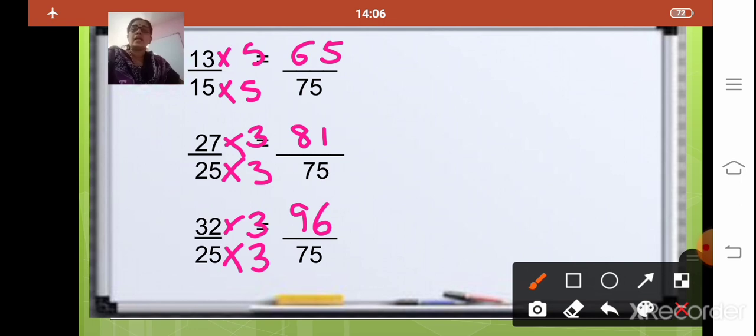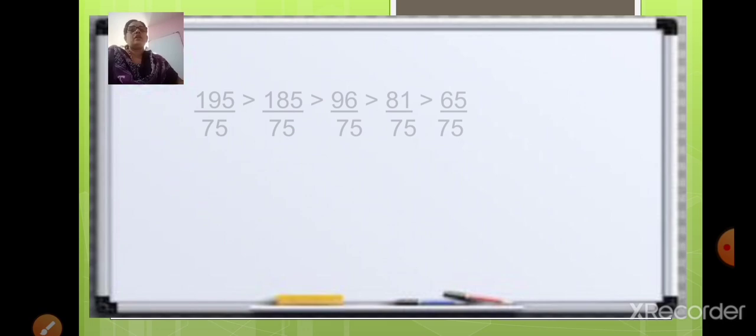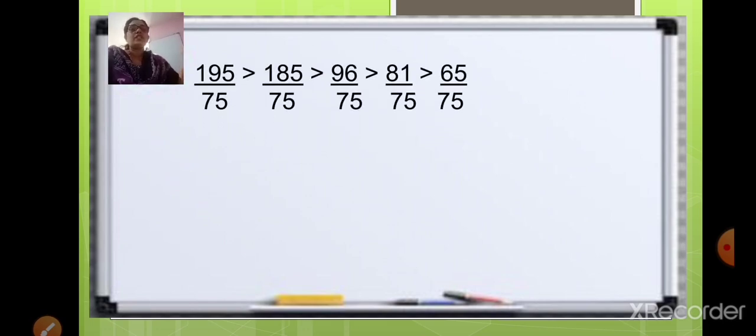So all the fractions are like fractions now. Now what you are going to do is compare the numerators. Yes, now here for the first fraction, 195 upon 75 is greater than 185 upon 75. 185 is greater than 96 upon 75. 96 is greater than 81 upon 75. And 81 is greater than 65 upon 75. Now can you see, children, here all the denominators are the same.